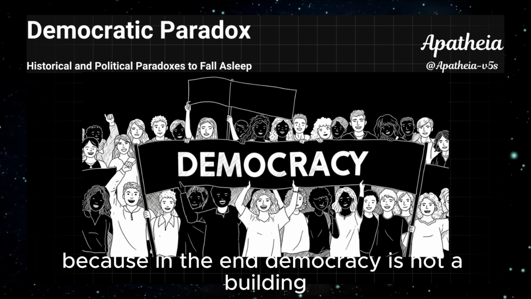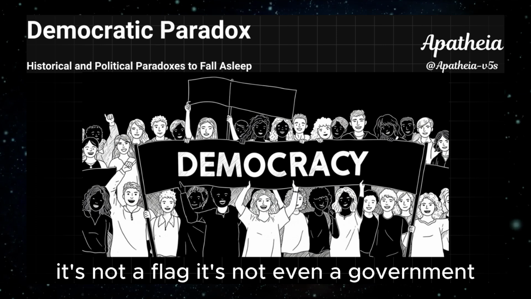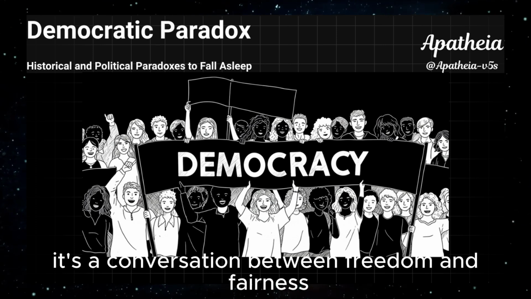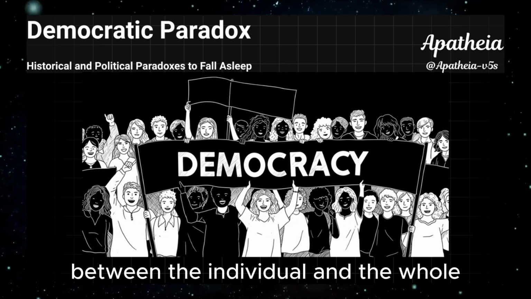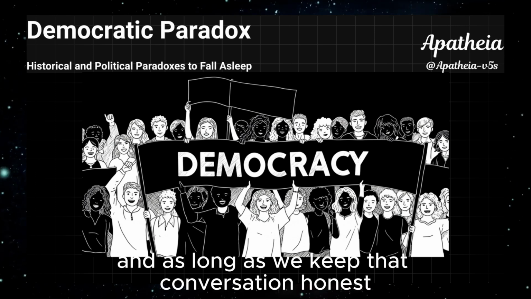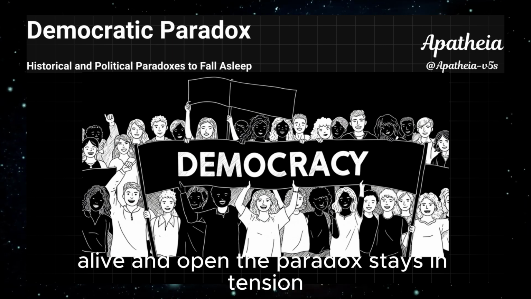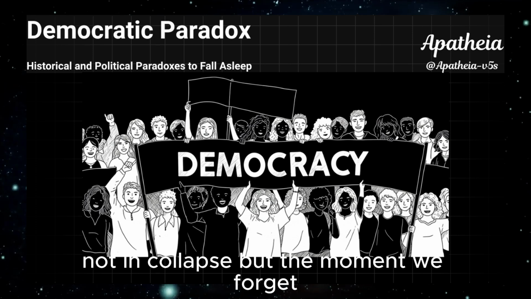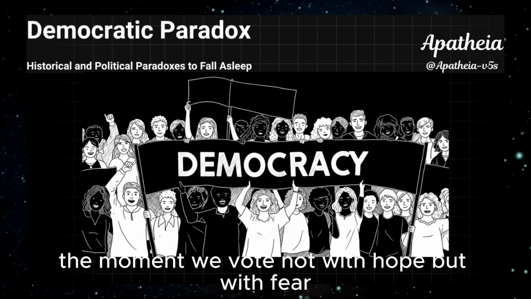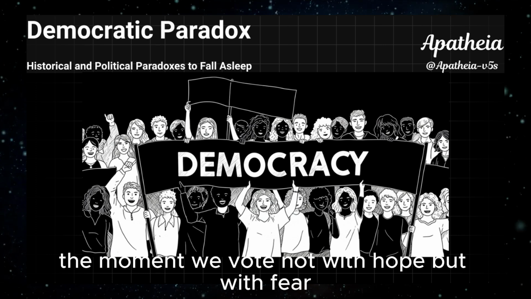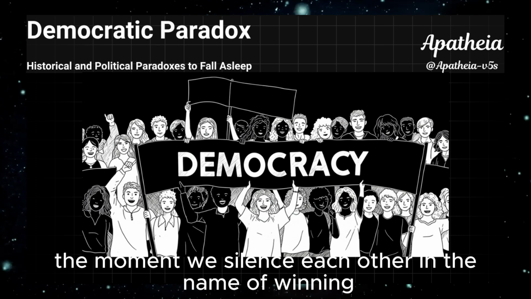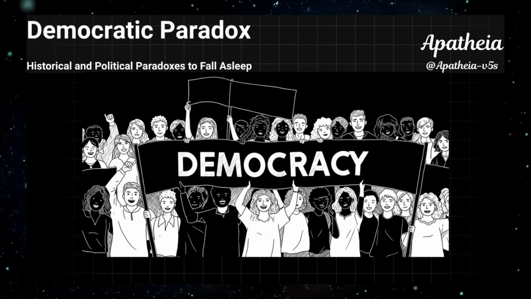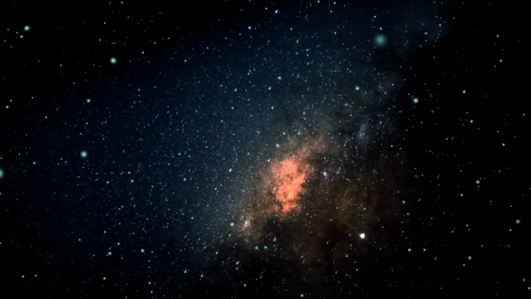Because in the end, democracy is not a building. It's not a flag. It's not even a government. It's a conversation between freedom and fairness, between choice and consequence, between the individual and the whole. And as long as we keep that conversation honest, alive, and open, the paradox stays in tension, not in collapse. But the moment we forget, the moment we vote not with hope but with fear, the moment we silence each other in the name of winning, that's when democracy forgets itself, and that's when the paradox wins.